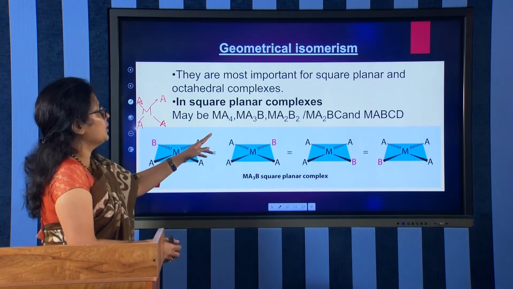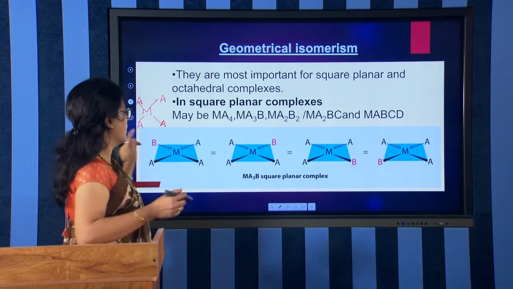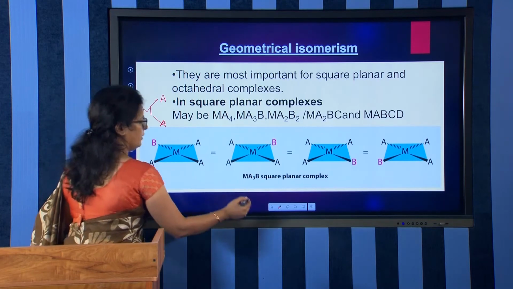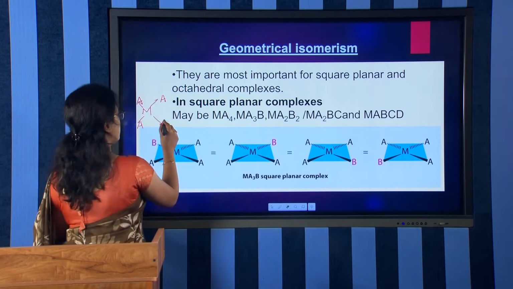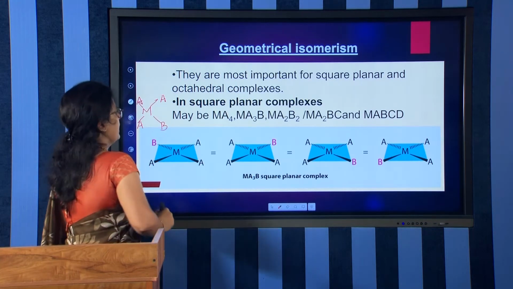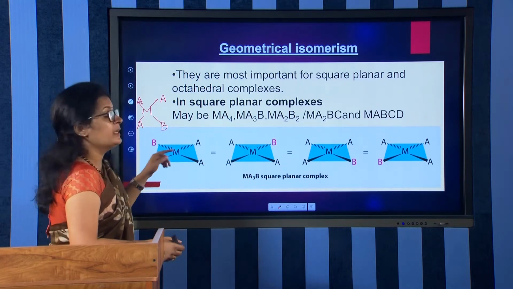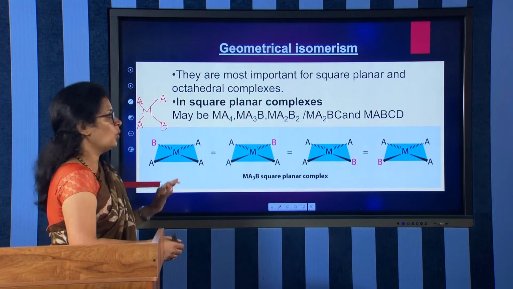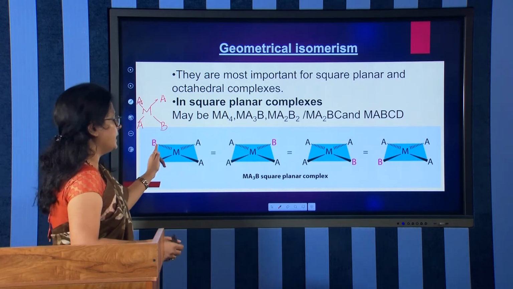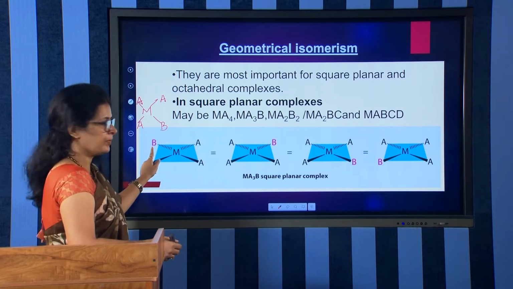And now coming to the next type, that is MA3B, where we are substituting one ligand with a second type B. MA3B. Is there any possibility for cis-trans isomers? No. How can it be? See the examples. MA3B: this is M, the central metal atom, A3 and B.